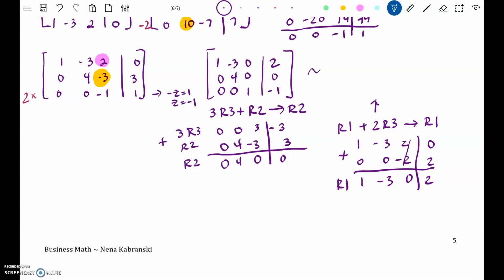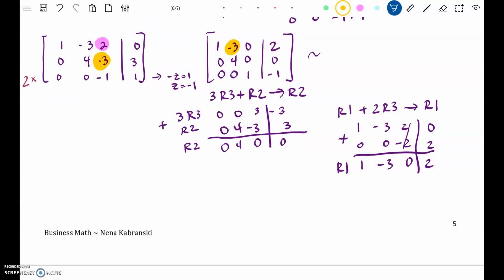So here these calculations will result in this already, but we still have trouble with the value for y, so that needs to be eliminated. To eliminate that one, we would probably want to do 4 times row 1 plus 3 times row 2 and save that under row 1 value.